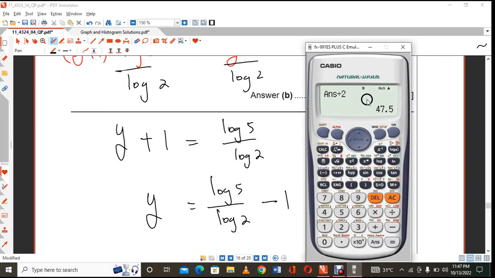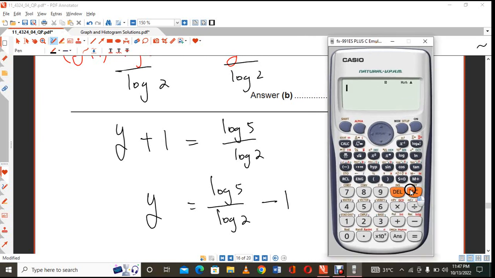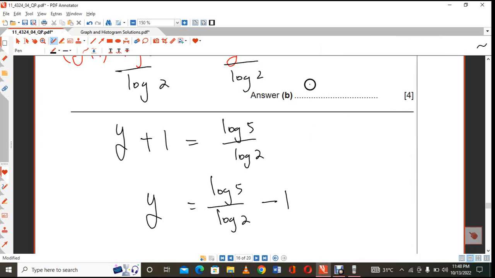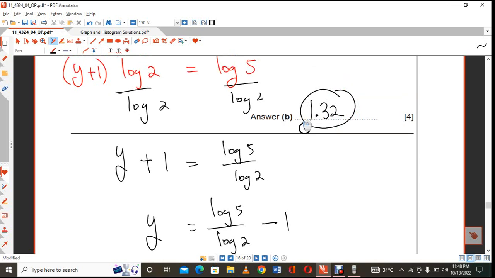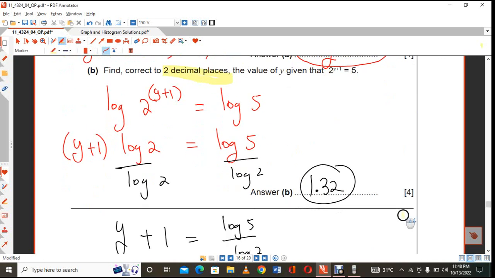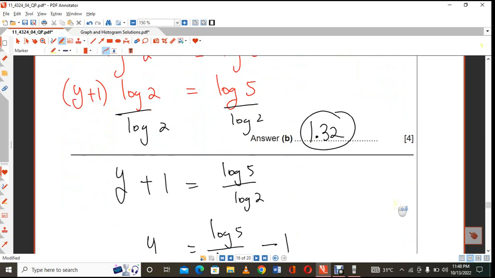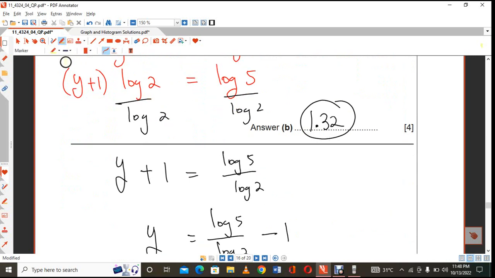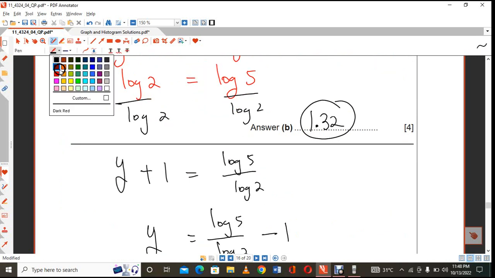Now I'm going to grab my calculator, okay? So we have got log 5 divided by log 2, and then we're going to take away 1, okay? So we get 1.32 blah, blah, blah, blah. So the question says you must give your answer to 2 decimal places. So just go back and make sure 2 decimal places, and the answer therefore is 1.32. Comprende? Hope you understand. Hope you get it.